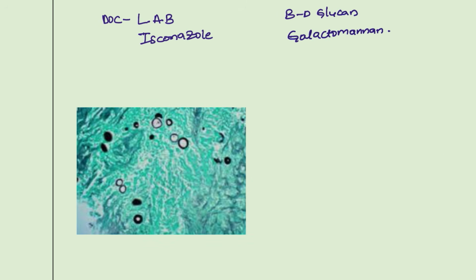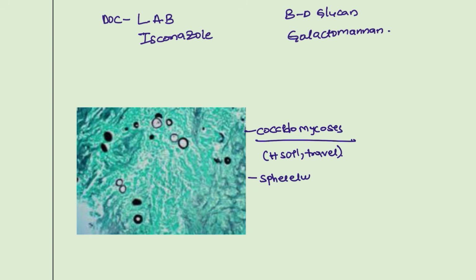Next are other species such as coccidioidomycosis. In coccidioidomycosis, the presentation will be mostly pneumonia and a history of soil exposure and travel. These are the common keywords given in the examination. On microscopy, spherules will be seen in patients with coccidioidomycosis.